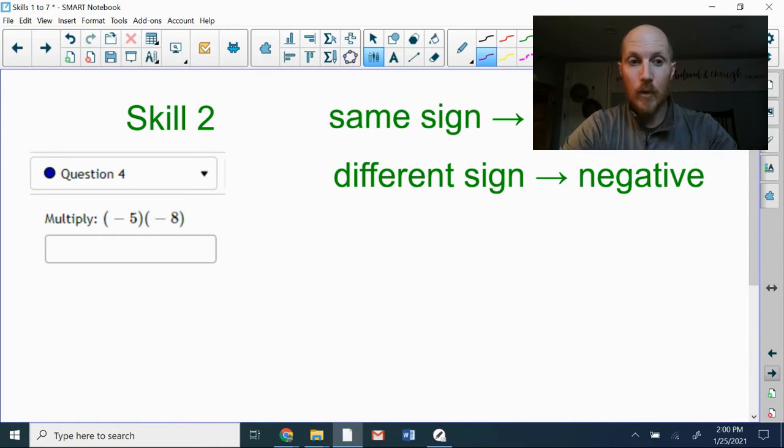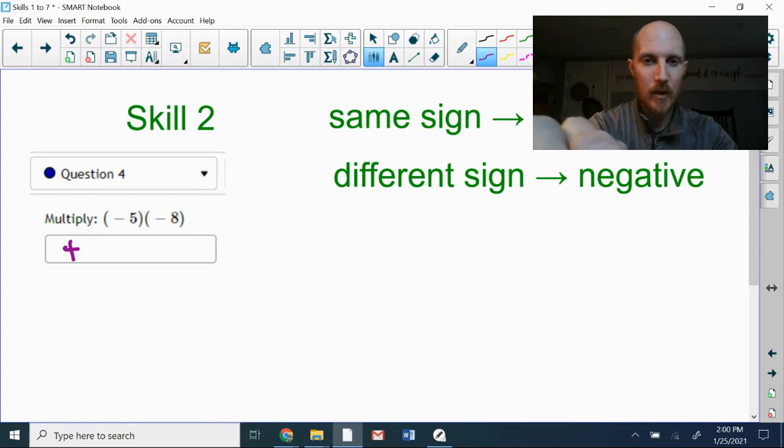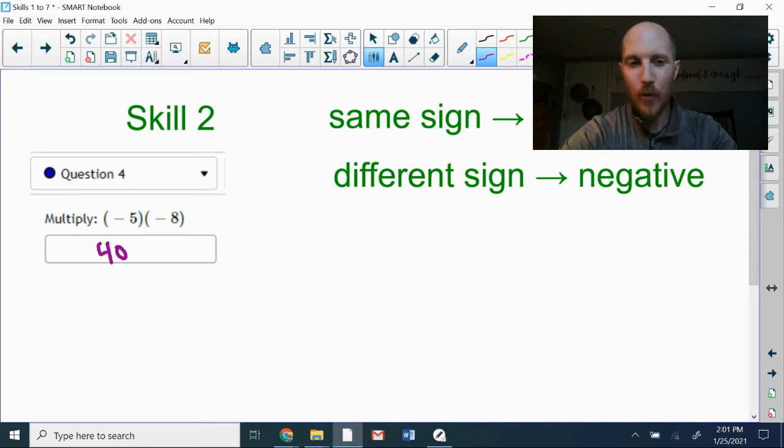Question 4, still the same skill. This time I got a negative multiplied by a negative. Those both have the same sign, so it's going to give me a positive answer. You don't need to type plus. Actually, I think on these problems it'll confuse WAMAP if you do type the plus in there, even though it is a positive answer. Now I am going to look at the numbers. So 5 times 8 is 40, positive 40, but I don't need to write the plus sign.